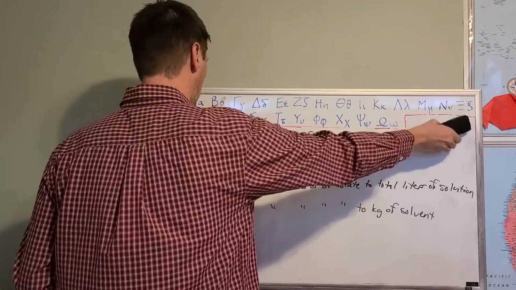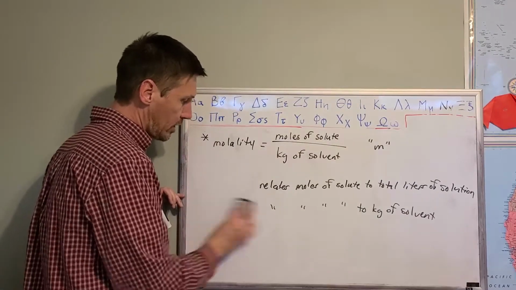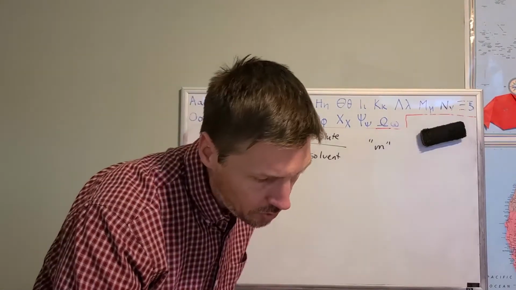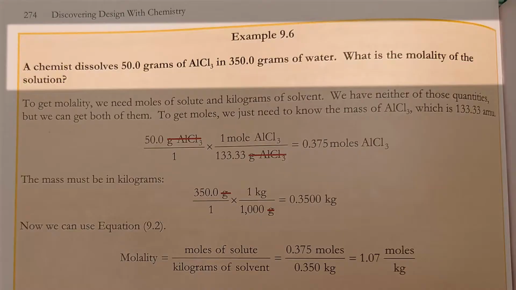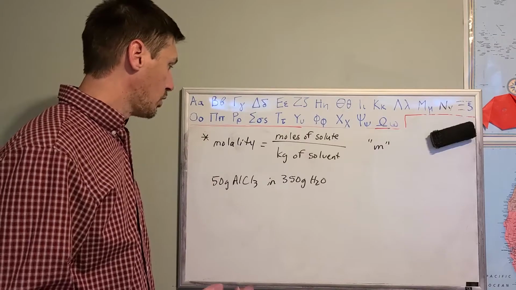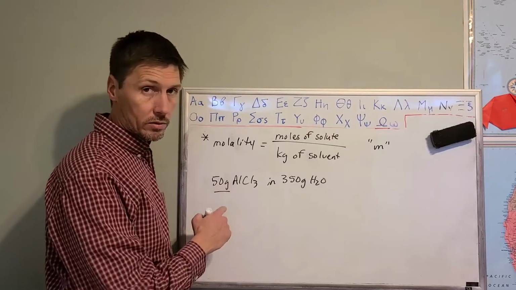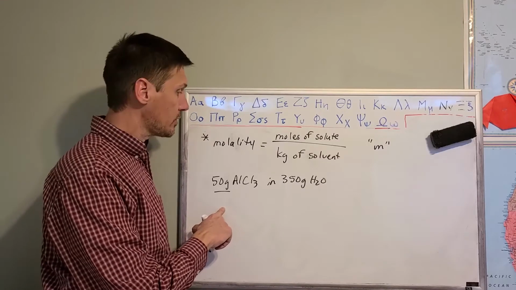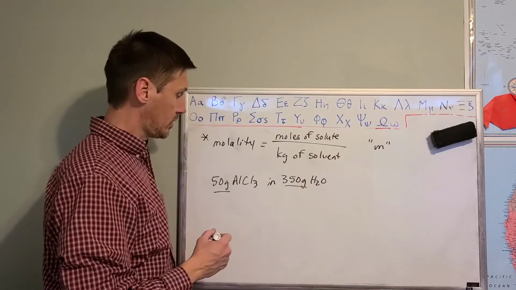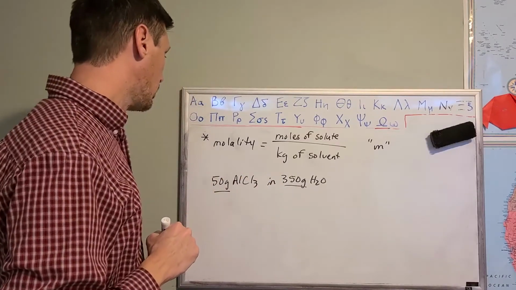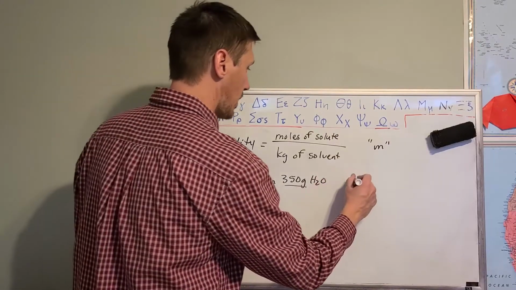All right, so let's do a quick example. This is going to be one of the easiest examples we've ever done. And it's on page 274, and it says, a chemist dissolves 50 grams of AlCl3 in 350 grams of water. What is the molality of the solution? So pretty simple. They give us grams here, and we need this in moles, right? We know how to do that using the atomic mass. And they give us this in grams also, but we need it in kilograms, right? Because this is the solvent in this problem. So we'll first convert AlCl3 to moles.